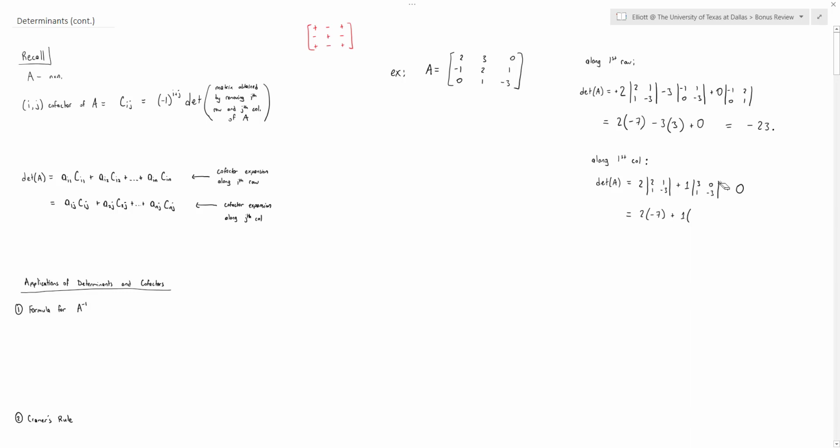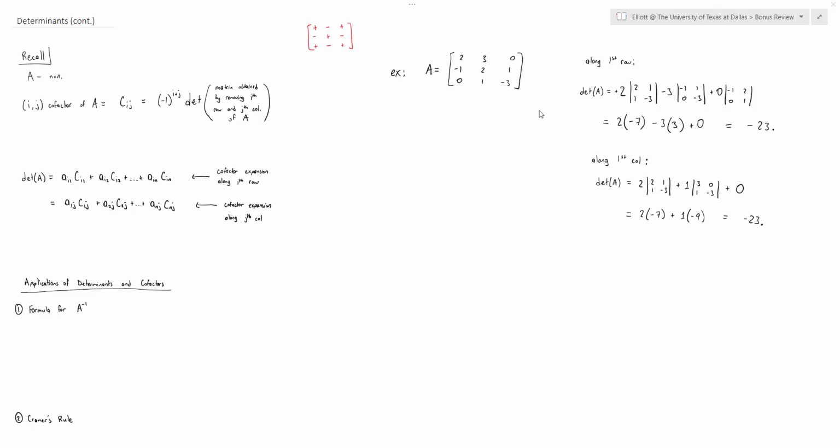Here, AD minus BC is negative 9. And this gives us the same answer of negative 23 again, okay? So you can choose any row or any column, and you'll get the same answer, and that answer will be the determinant of the matrix A.